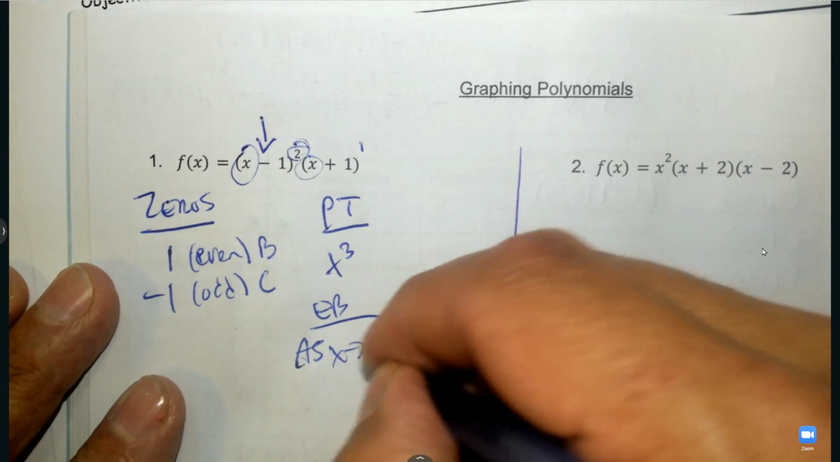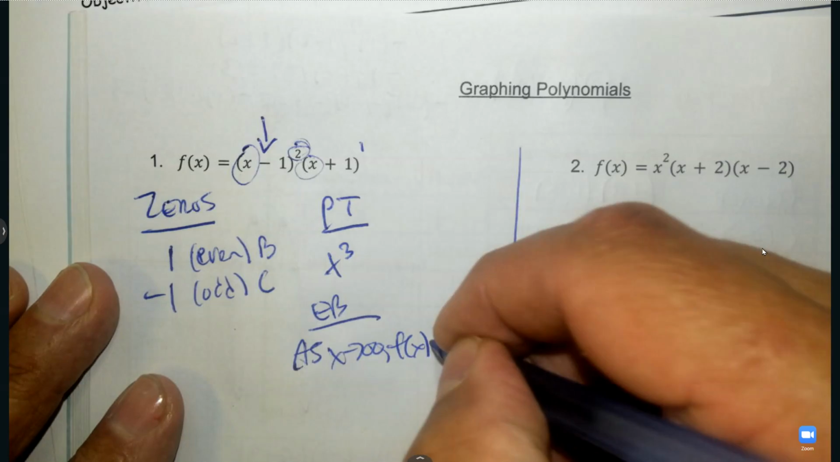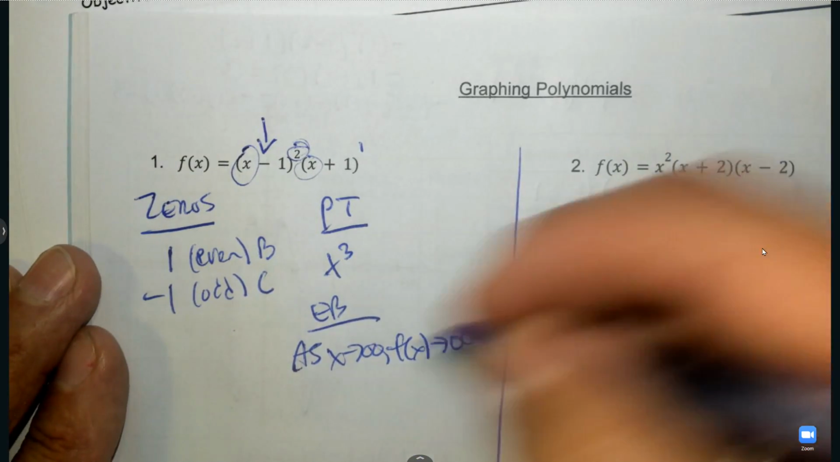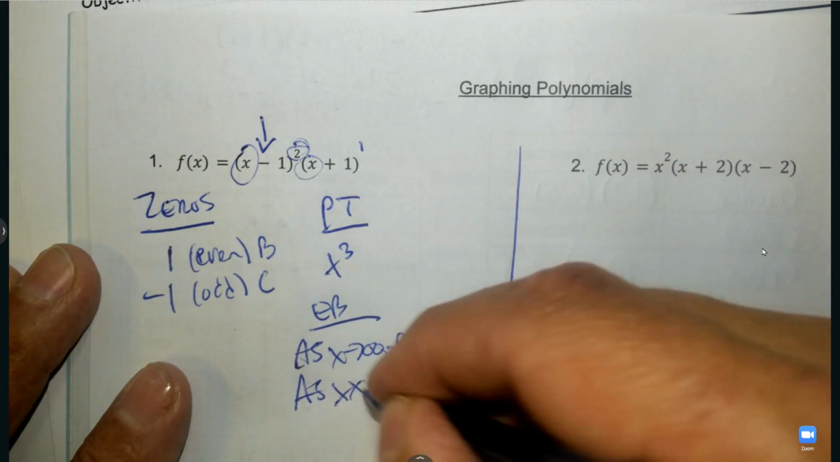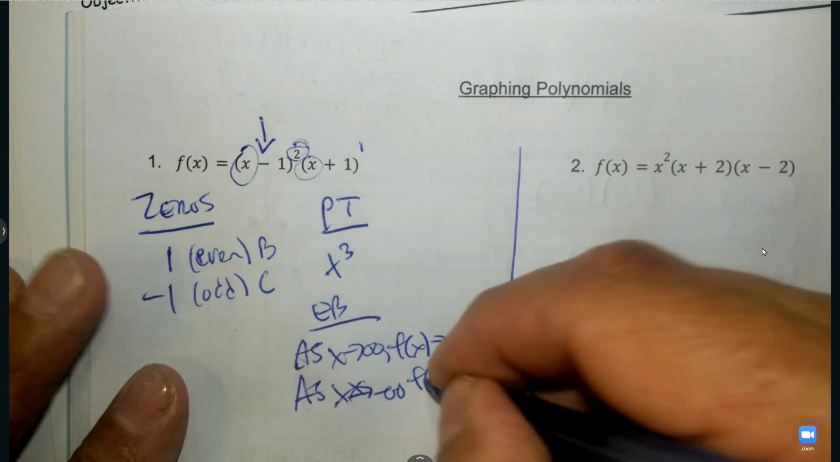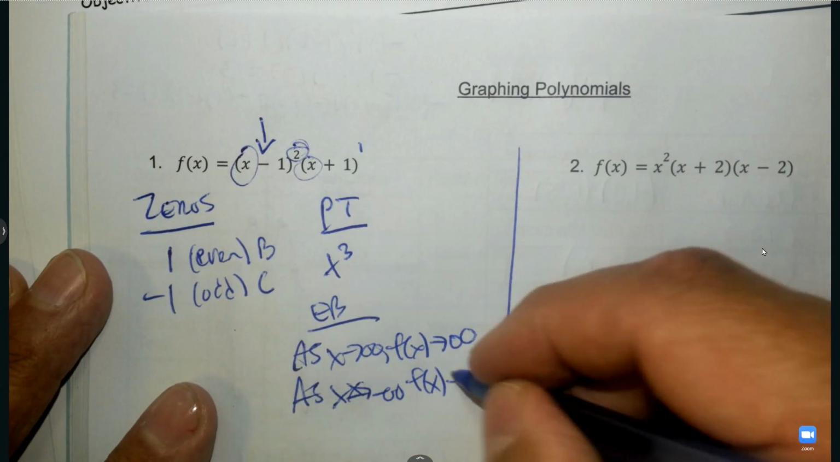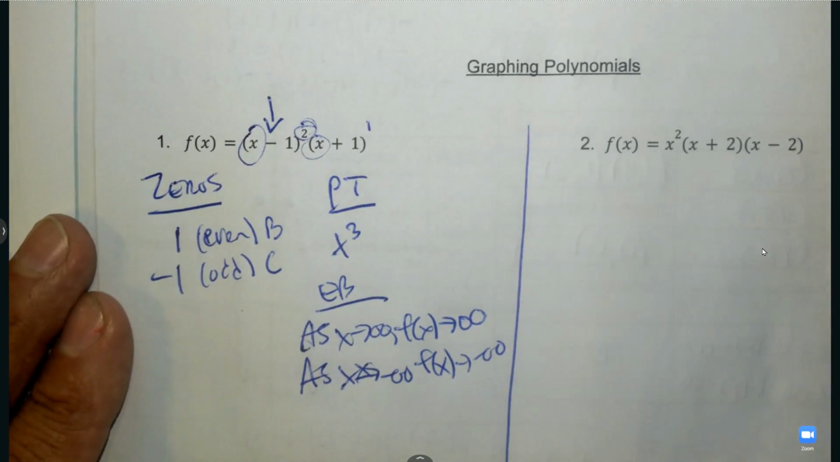So we know the right end goes up. So as x approaches infinity, f of x approaches infinity, the left end goes down. So as x approaches negative infinity, f of x approaches negative infinity.